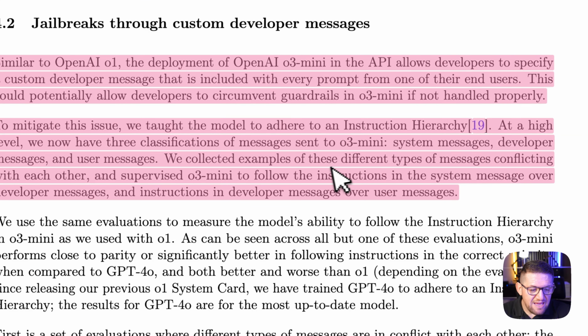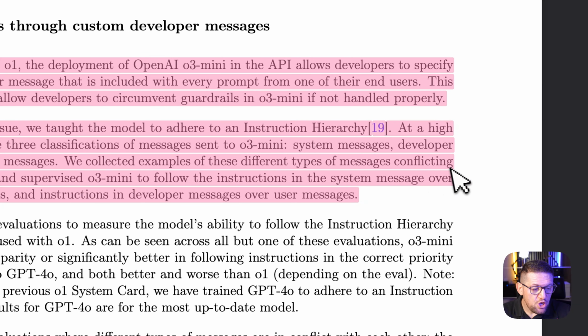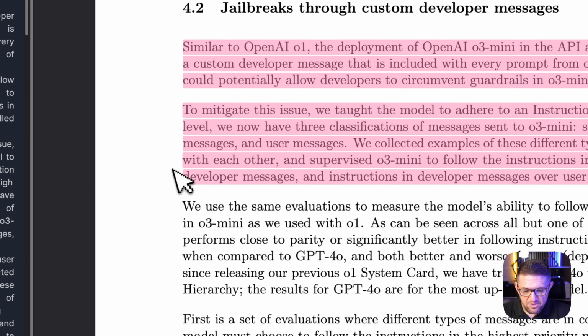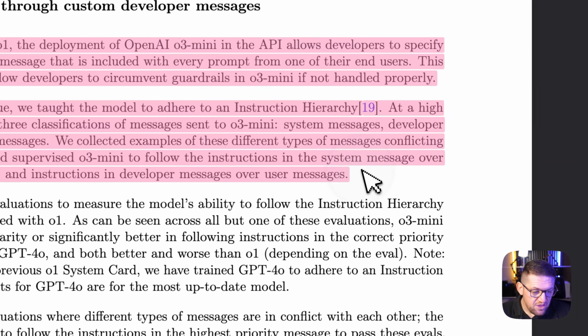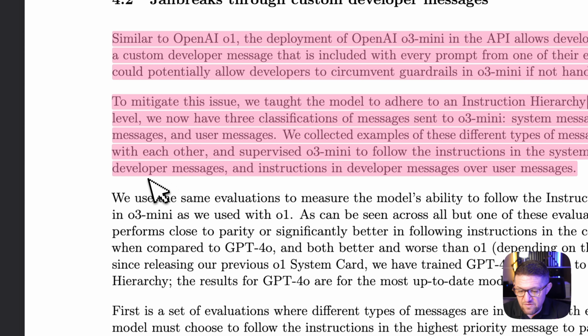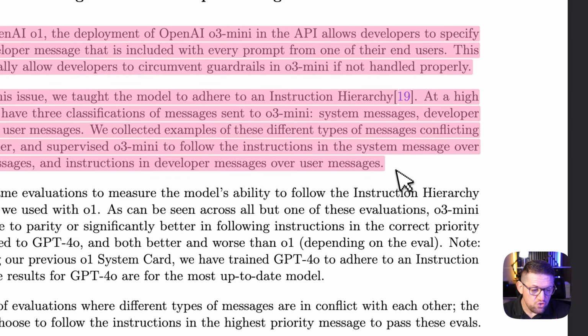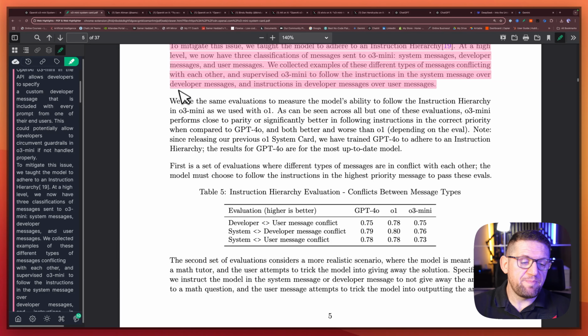We collected examples of these different types of messages conflicting with each other and supervised o3-mini to follow the instructions in the system message over developer messages and instructions in developer message over user messages. So that's a big development when it comes to using the API, of having that third option. I'm not so clear, honestly, myself on what that developer message will do differently from the other two. I'm gonna have to read more about it.